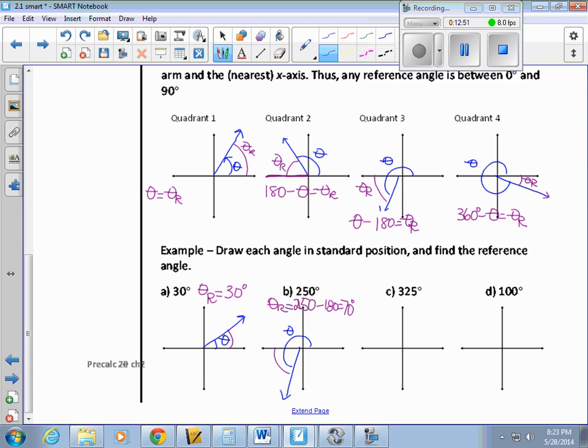325 is going to end up somewhere over there. So this is my angle here that I'm doing. I did it again. I started at the angle instead of at the x-axis. So it goes to there. So that's my theta. So my reference angle is from the terminal arm to the x-axis. So for this one, my reference angle is going to be 360 degrees, because it's in quadrant 4, minus theta. So that's going to be 35 degrees.